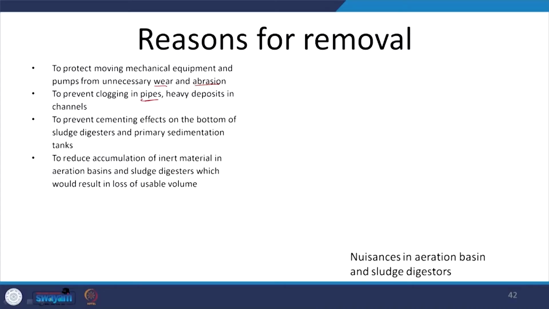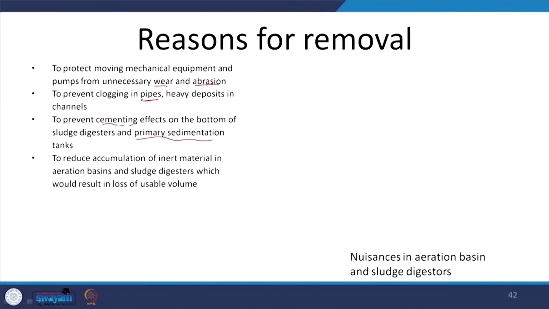You have a lot of issues with respect to maintenance and downtime, and you want to prevent that, right. So, that is what you see. And preventing cementing effects on the bottom of sludge digesters. At the bottom of sludge digesters, you can remove the sludge, but if it is these kinds of particles which end up almost forming a solid layer, your effective volume will decrease, and that is what we looked at. Inert material deposition, you want to prevent that, in aeration basins, right.